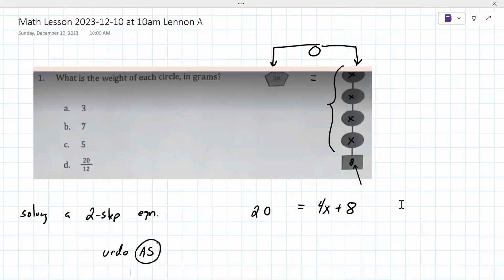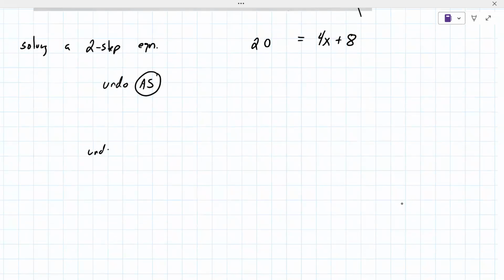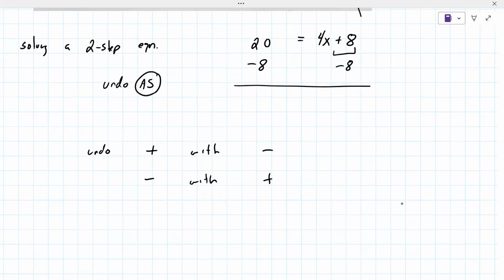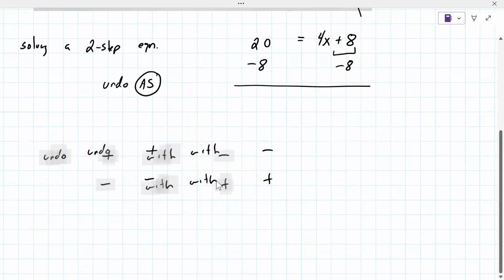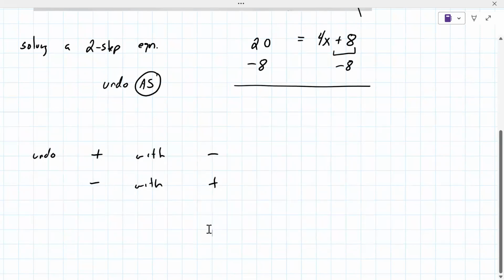You undo, so let's review here. You undo addition with subtraction, and you undo subtraction with addition. So there's a plus 8 here. You're going to subtract 8 from both sides of the equation. What is 20 minus 8? 20 minus 8 is 12.